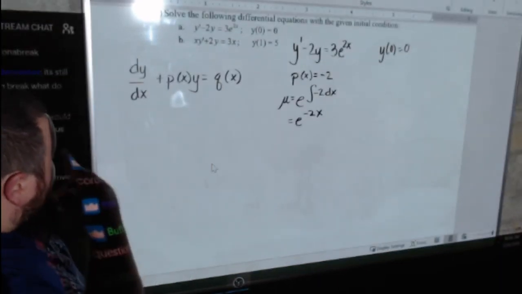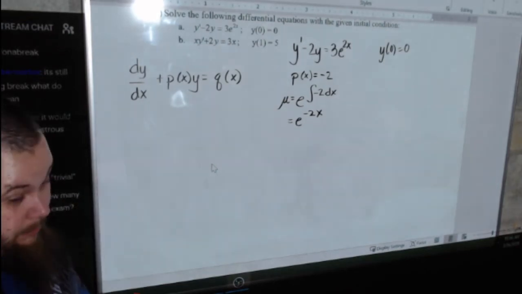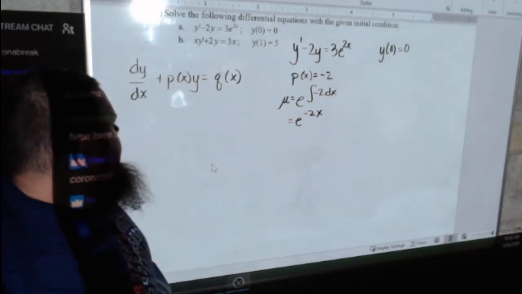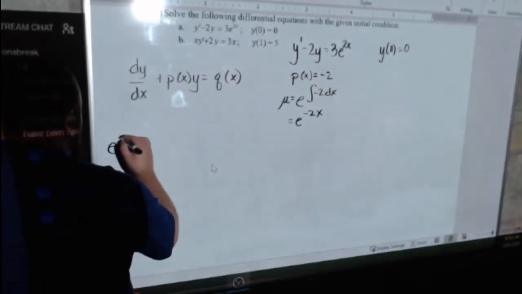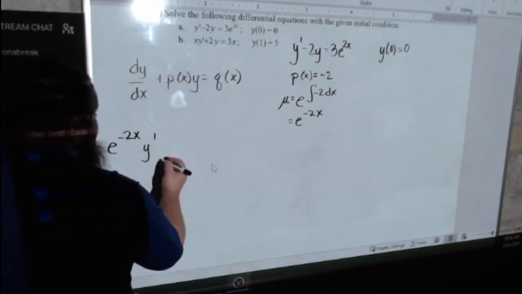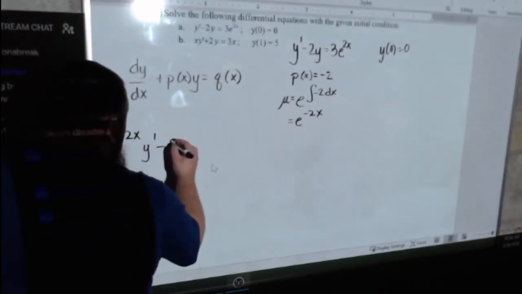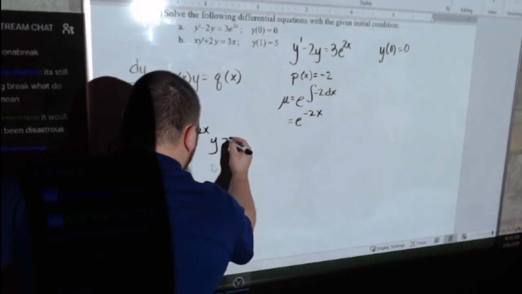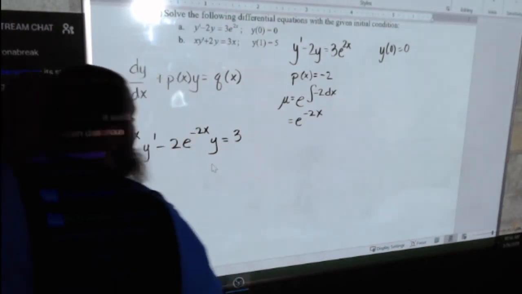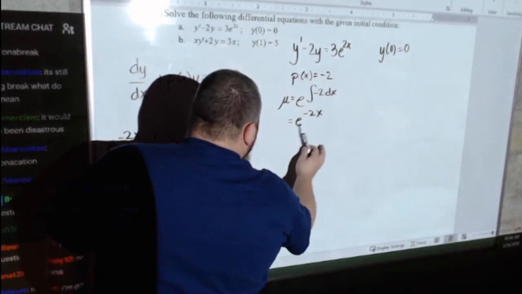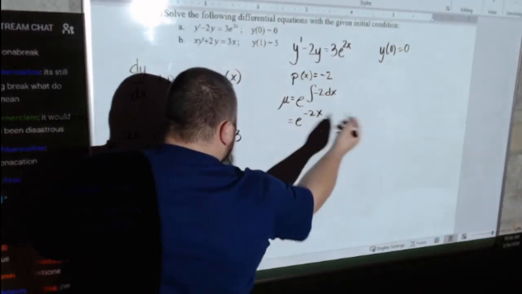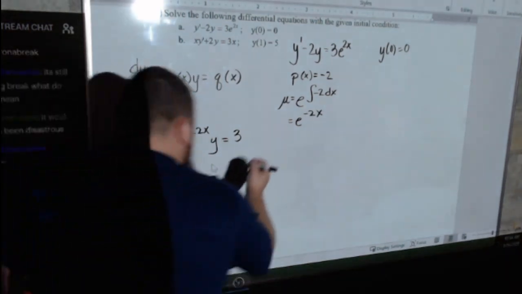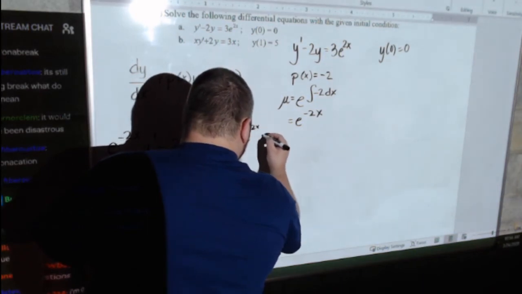The next step is to take the integrating factor and multiply it by the equation in the correct form. So this is e to the minus 2x times y prime minus 2, I'm going to write e to the minus 2x here, times y equals 3. And now if I do e to the 2x times e to the minus 2x, that's e to the 0, or 1. So if you want, I can write that out here.